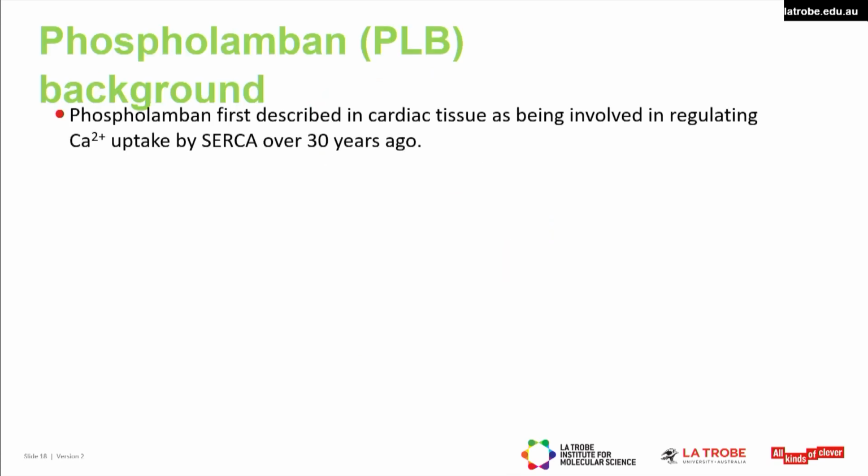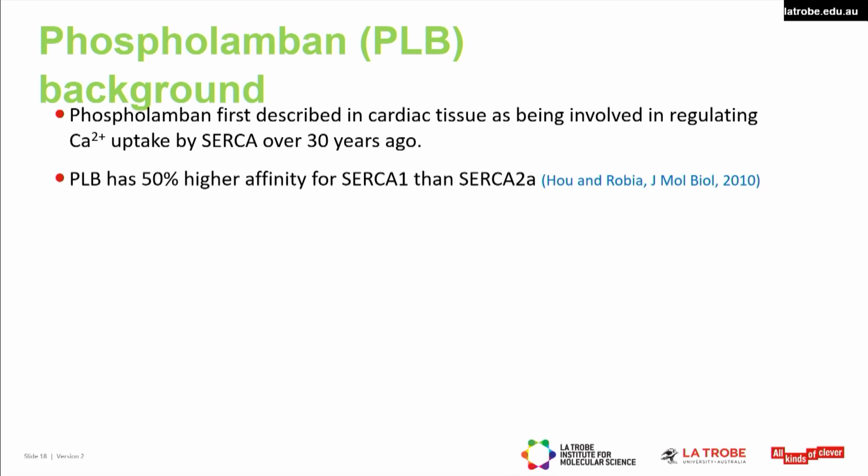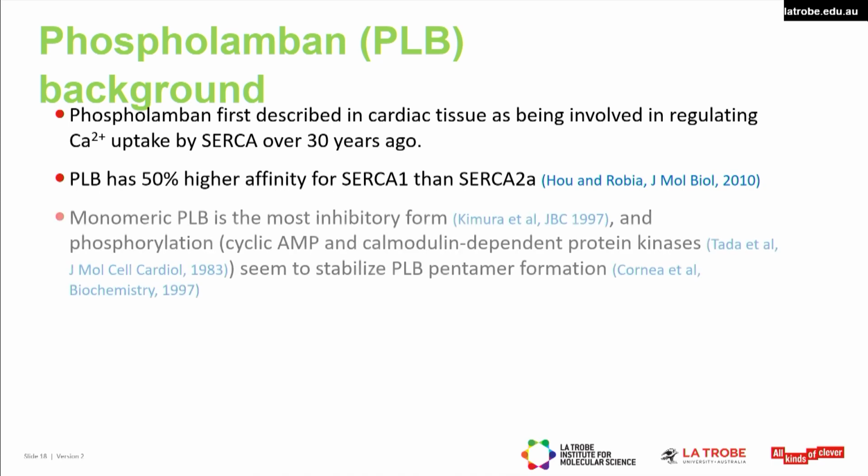Phospholamban was first identified in cardiac muscle, and it inhibits the uptake of calcium into the SR if it binds to the SERCA. And it's got a higher affinity for SERCA1 than SERCA2A, so you'd expect there to be more in type 1 fibres if that was the case. And it also comes in a monomeric form and a pentameric form. And it's the monomeric form, which is about 6 kilodaltons, that is the most inhibitory form.